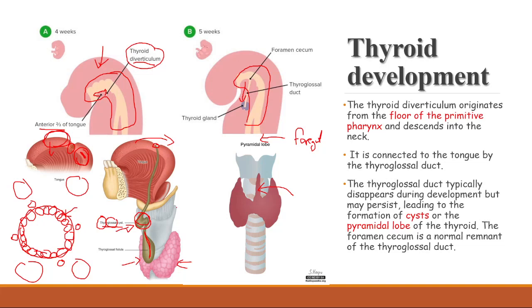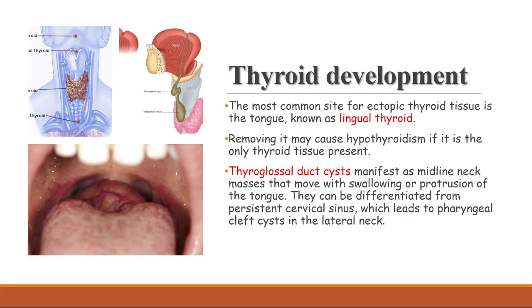Okay, and this differentiates it from something called the branchial cleft sinus or cyst. Okay, and I'll show you two cases right now for it on how it presents on the boards. So what are the abnormalities that could happen? So first of all, the thyroglossal duct cyst that we talked about.